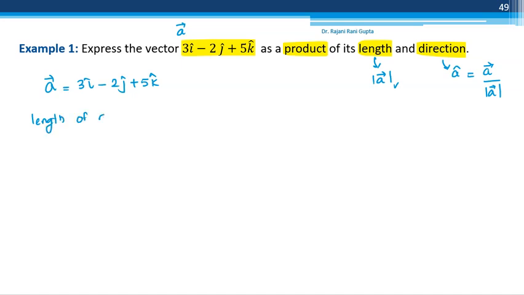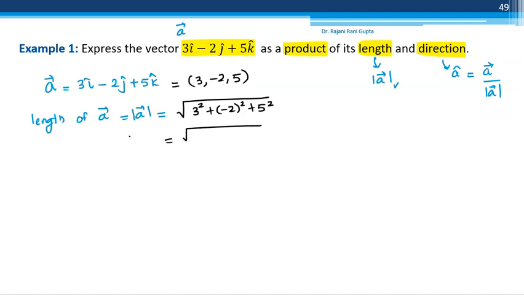So the length of the vector A bar, that is the magnitude of A bar. It is easier if you express it in component form, which is (3, -2, 5). So this gives you the square root of 3 squared plus (-2) squared plus 5 squared, giving the magnitude of A as the square root of 9 plus 4 plus 25. 29 plus 9, that is root of 38. This is the length.